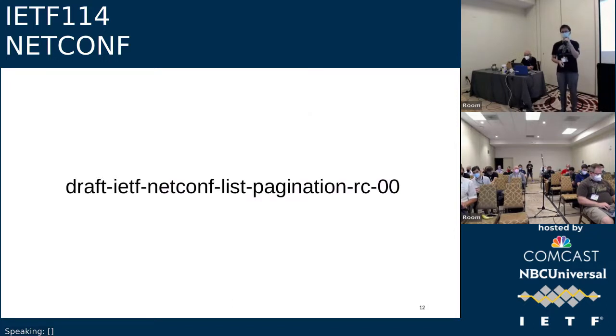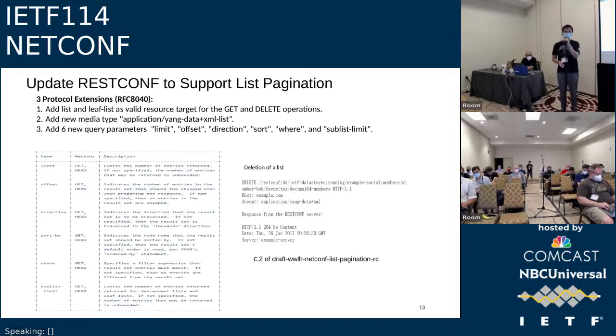So the second job is the RESTCONF protocol extension. We introduce three protocol extensions. The first one is we add list and leaf-list as a valid resource target for GET. Most of this pagination focuses on data retrieval, on reading the information, but we also allow this to be applied to the delete operation. On the right, we give an example of how to delete the whole entry in the list using the delete operation.